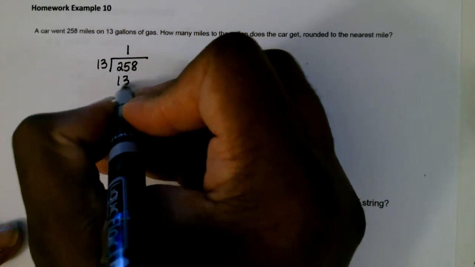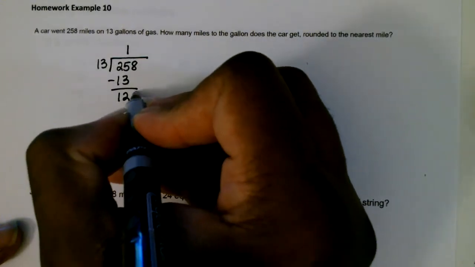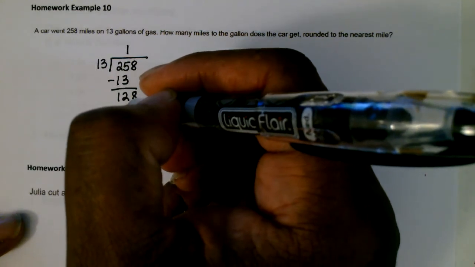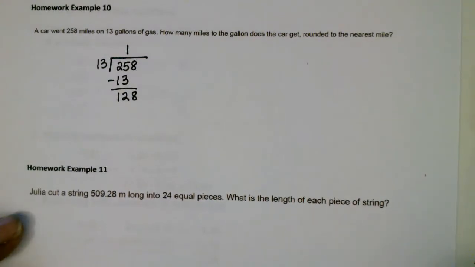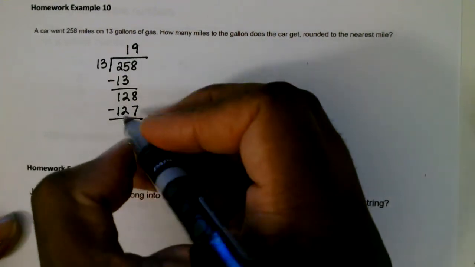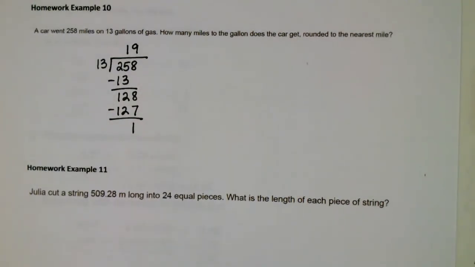Well, if I divide 13 into 25, that's going to go one time. 1 times 13 is 13. 13 from 25 will be 12. Bring down the 8. And in this case here, 13 goes into 128, I would say 9 times. 9 times 3 is 27. Carry the 2. 1 times 9 is 9. Plus 2 is 11. 117 from 128 would give me 11. So in this case here, we're looking at approximately 19 miles per gallon if we were to round this off to the nearest mile.